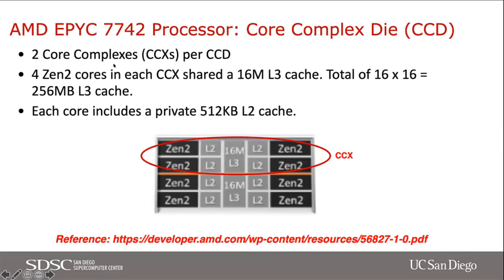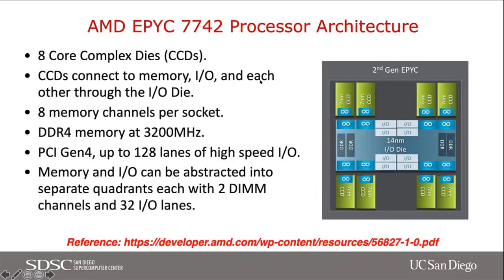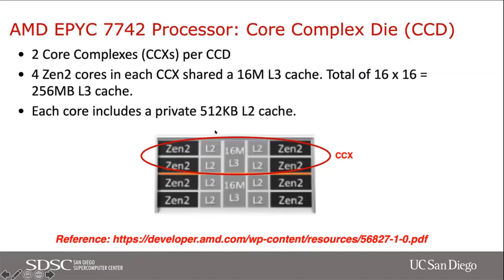So each of those core complex dies, this picture on the next slide is one of these green CCDs in that diagram. There are 2 core complexes on each of them. And each core complex has 4 Zen 2 cores, which share an L3 cache of 16 meg. There's a lot of L3 cache on this machine, so it's 256 megabytes of L3 cache total. Each core also has a private L2 cache of 512 kilobytes.